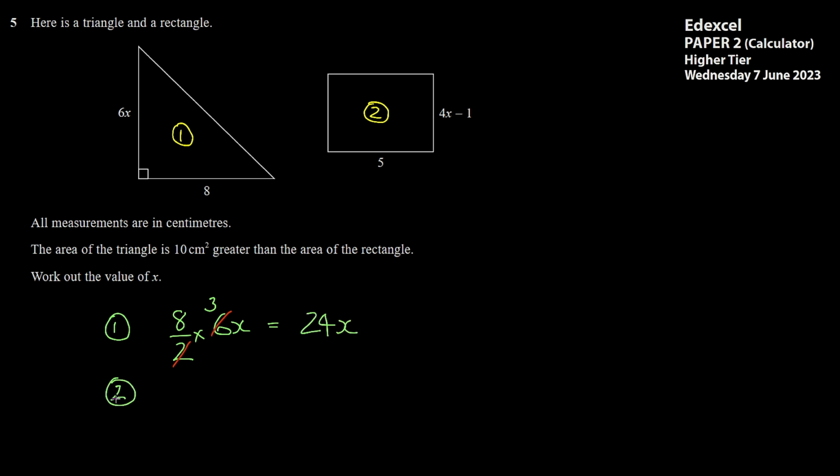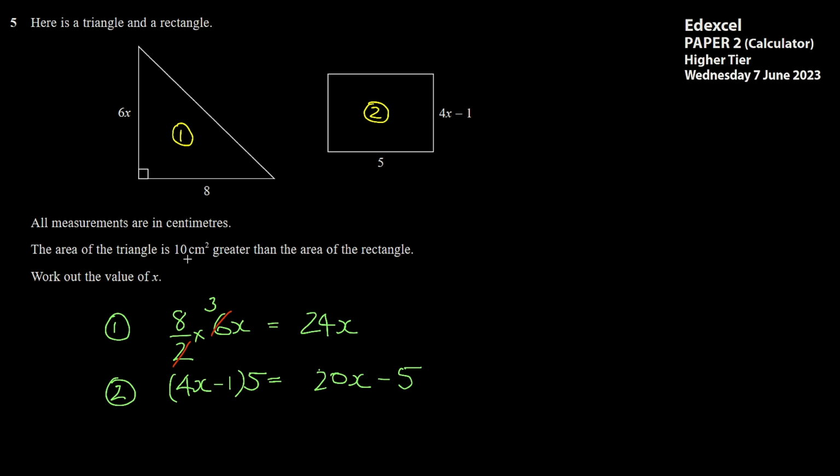And area 2, the multiplication of 4x minus 1 and 5. And this is equal to 20x minus 5. So I have an expression in x for both area 1 and area 2. So now we've got to apply this second line of information.